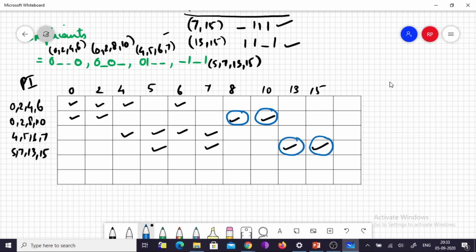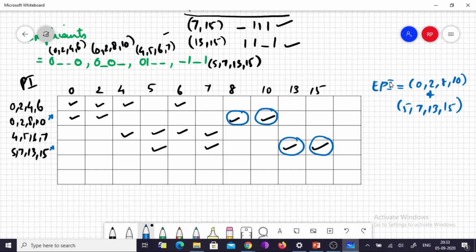So I will identify the row header of the columns which has got only one tick mark. So I will select them. So those row headers will serve as the essential prime implicants. So my essential prime implicants are nothing else but 0, 2, 8, 10 and 5, 7, 13, 15. So these two implicants are mandatory to be in my solution.